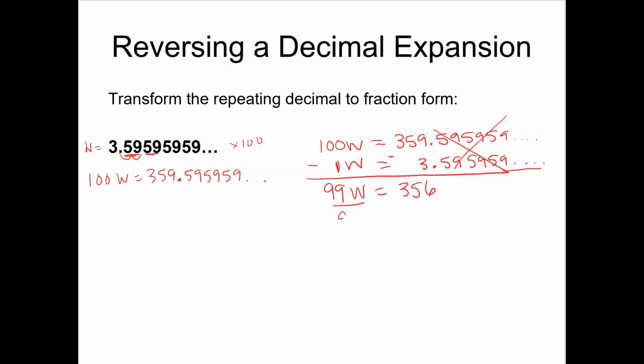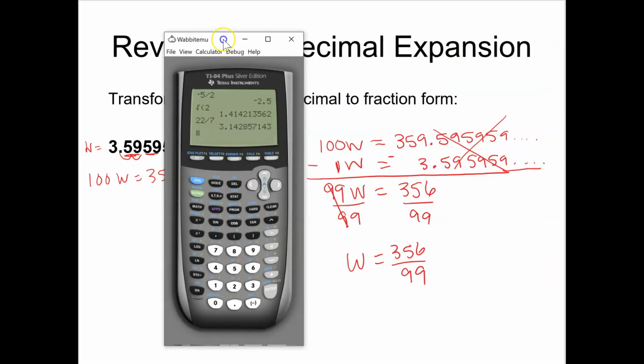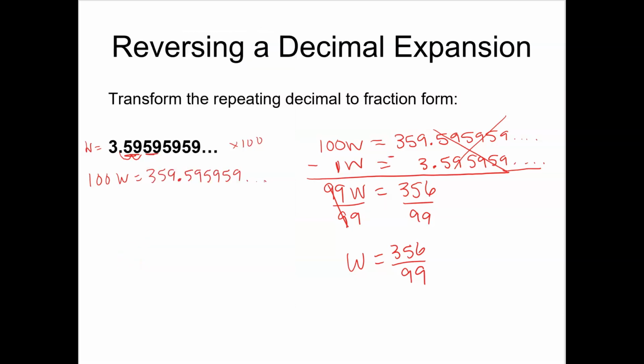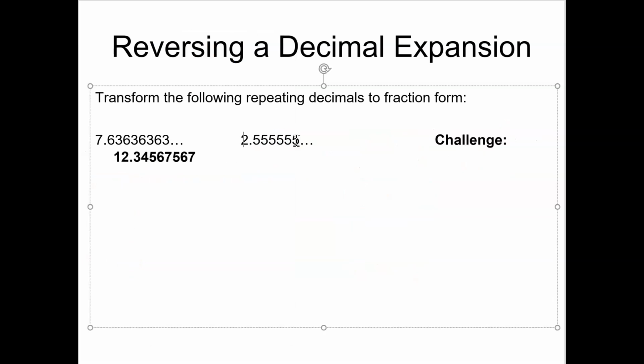And now I'll divide both sides by 99. And I get W equals 356 over 99. And that is the decimal expansion. I'll prove it to you right here. 356, let's clear all this out. 356 divided by 99, oops, too many nines, 3.5959. Now, why does it have a 6? It's just rounding.